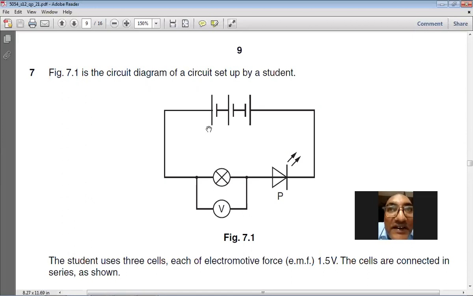The second reason is that in this circuit, there are two resistors. One is a lamp and the other is a light emitting diode. So some voltage is used by this lamp and some voltage is used by the LED. So the EMF which came from the battery is not shown by this voltmeter. This voltmeter is only showing the voltage drop across the lamp. But the EMF has been divided between the lamp and the LED. So the voltmeter reading will be less than the EMF of the cell.